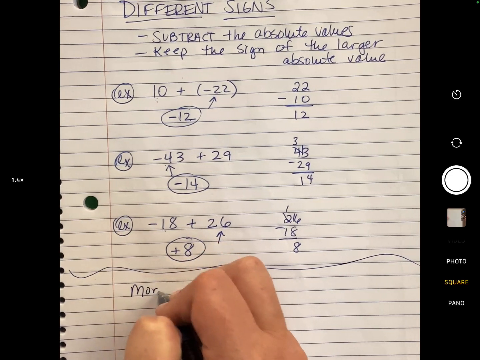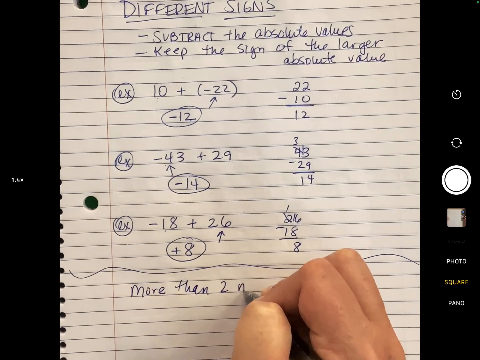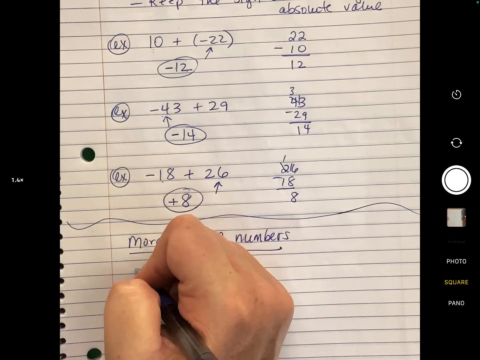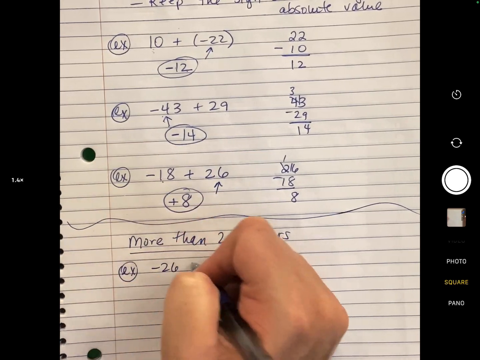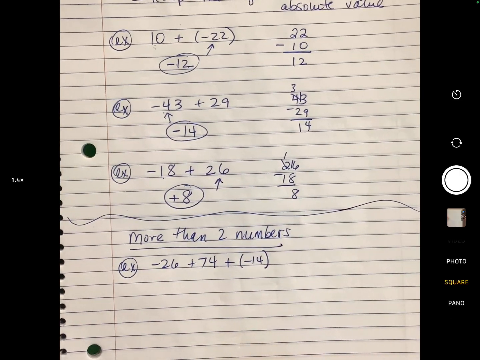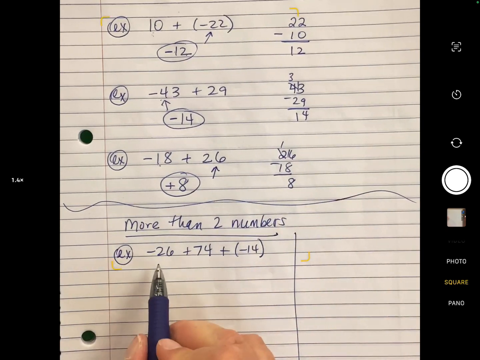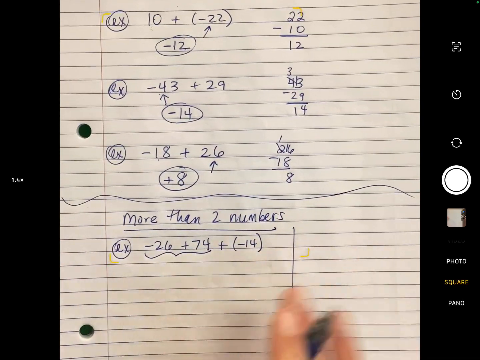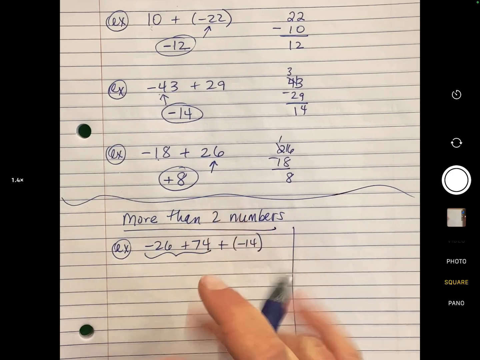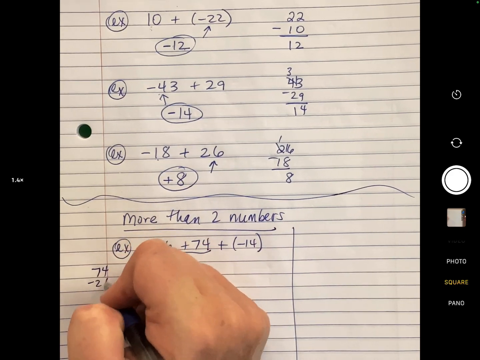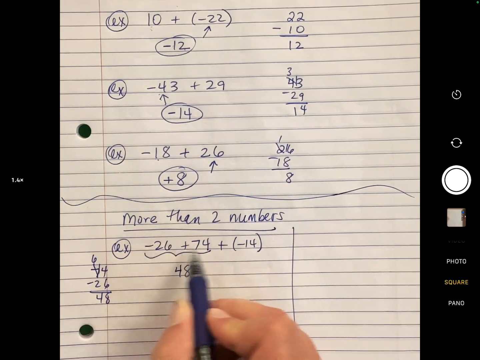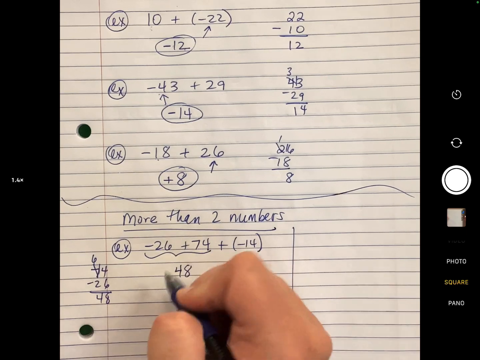Now, what if we have more than two numbers? You will come across a couple of these on your homework where you have more than two numbers. For an example, if I have negative 26 plus 74 plus negative 14. One way to do this is to just look at it and only do them two at a time. So do the first two, ignore this one. They have different signs, so I'm going to subtract. So over here to the side, I'm going to do 74 minus 26 and figure out what that is. Okay, that is 48. I decide which sign. 74 is more, so it's positive.